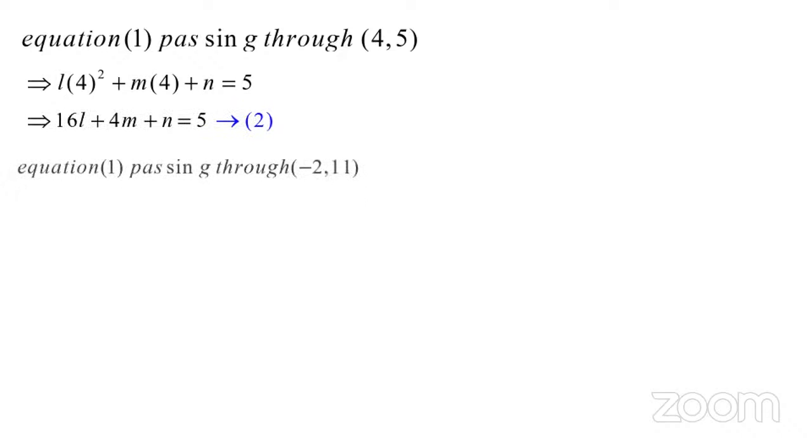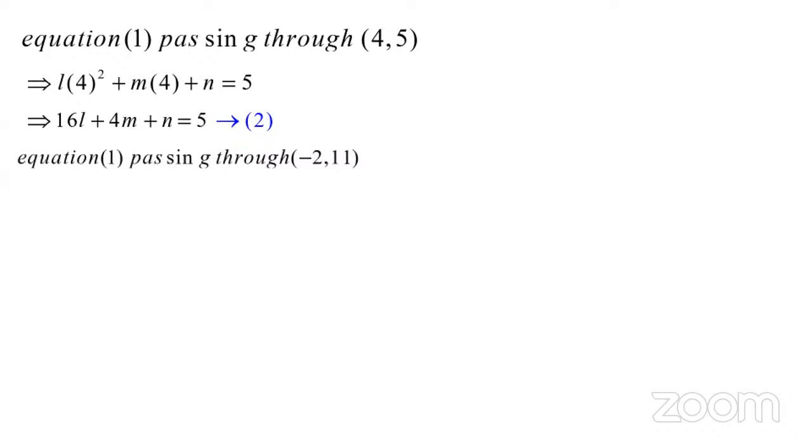Equation number 1 passes through (4, 5), so substitute (4, 5) in equation number 1. Then you will get L of 4 square plus M of 4 plus N equals 5, that is 16L plus 4M plus N equals 5. Equation number 1 passing through (-2, 11): L of (-2) whole square plus M of (-2) plus N equals 11. Then 4L minus 2M plus N equals 11. This is equation number 3.